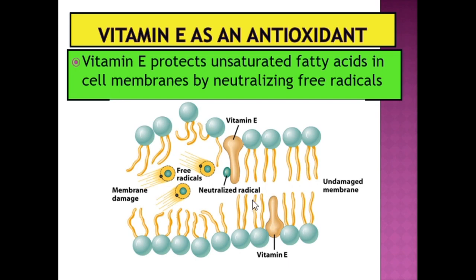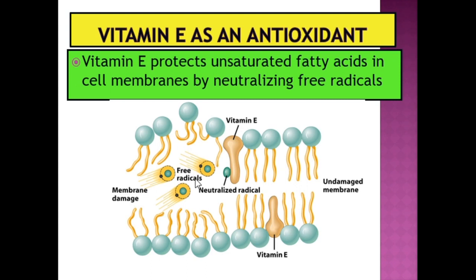Okay, this diagram shows the phospholipid bilayer in our cell membranes. Vitamin E plays an important role as an antioxidant. How does it carry out the function? Let us see the diagram. This is the phospholipid bilayer. The right side refers to the undamaged membrane, whereas the left side refers to the membrane that is already damaged due to the presence of free radicals.